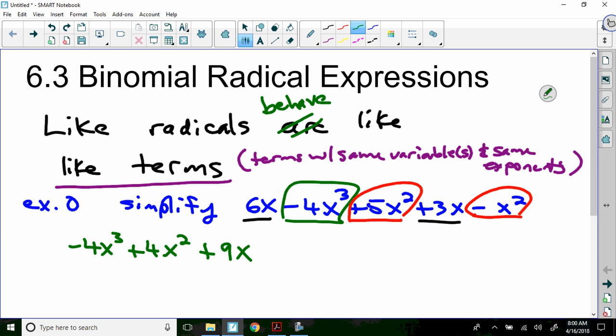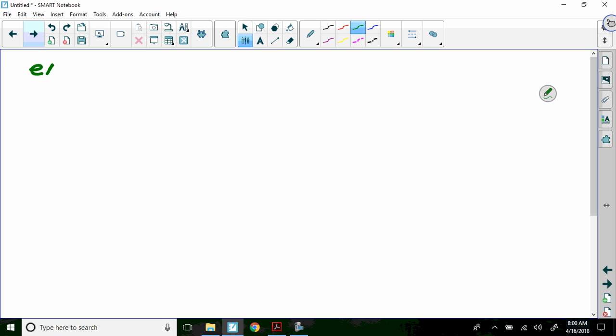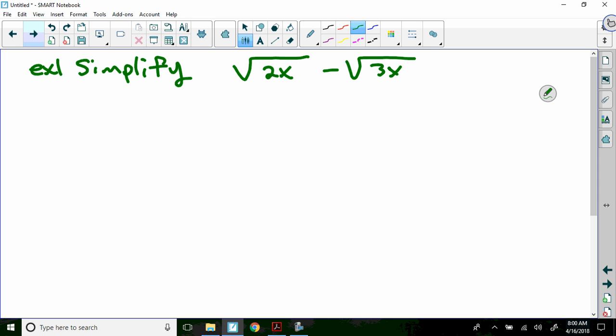So here we go. Example 1. Simplify the square root of 2x minus the square root of 3x plus the square root of 2x plus 5 square root of 3x.